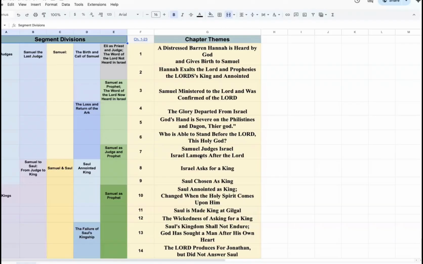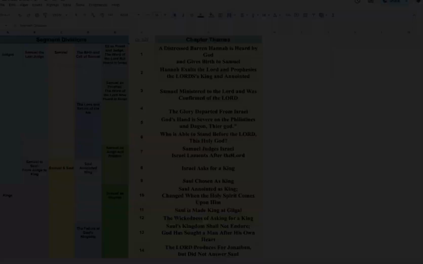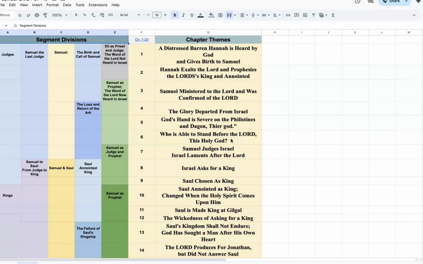So who is able to stand? Well, Samuel. Samuel ends up being the last and final judge of Israel, and he is confirmed as a prophet of God. We talked about that, who is able to stand, and then we have Samuel. He judges Israel, he lays it out for them, and we see that Israel laments after the Lord. They say, yeah, we've done wrong.